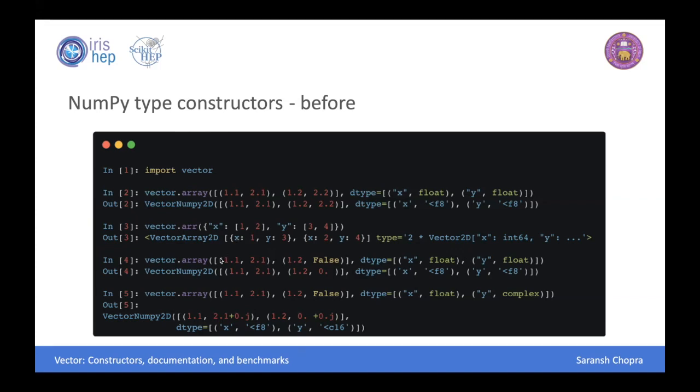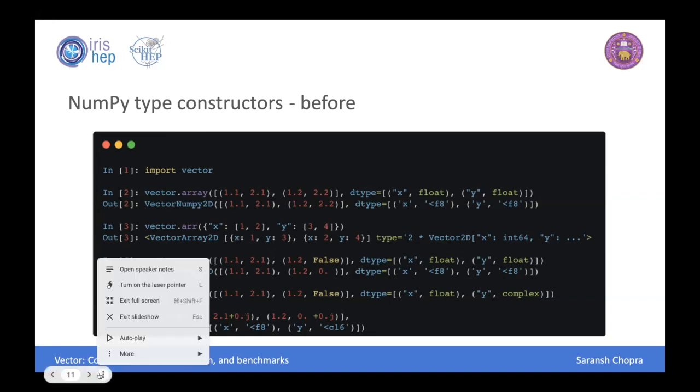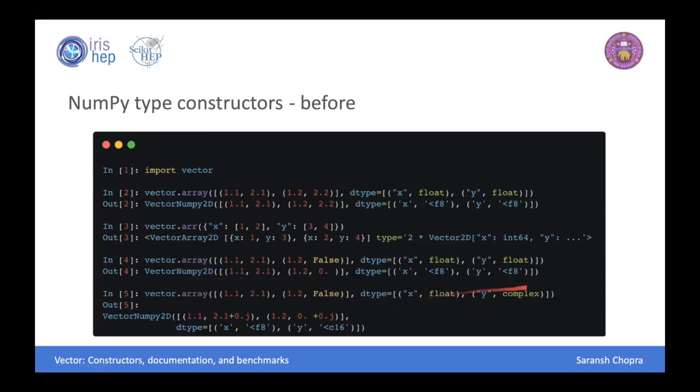You could have also passed in weird values. So for example, here I am passing in a Boolean type value and labeling it as a complex value, and vector is not complaining at all. But if I go down the road and perform a vector calculation on it, it would complain at that point.